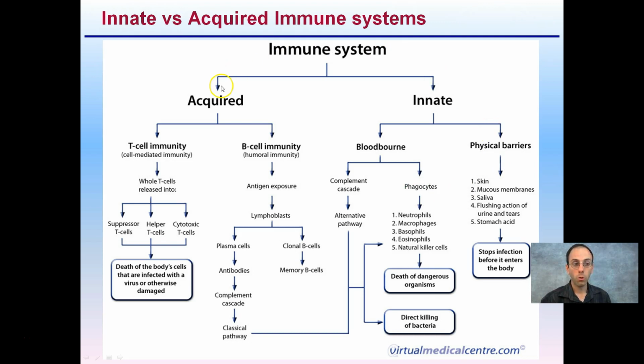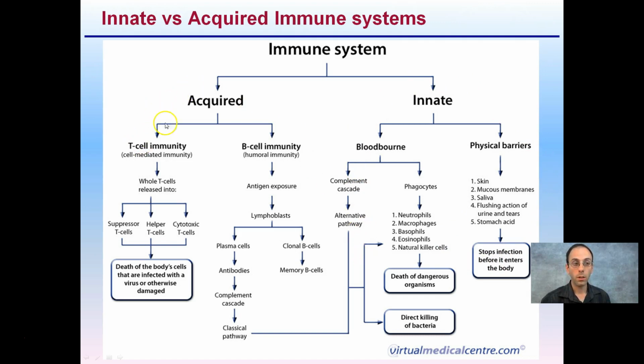To put that into a flow chart, we have our immune system, acquired and innate. Our innate here is blood-borne phagocytes, such as our neutrophils, our macrophages, our basophils, natural killer cells, the eosinophils, all those are under the innate. Physical barriers are also included under the innate immune system. Those include our skin, our mucous membranes, saliva, tears, stomach acid, all those are listed under the innate.